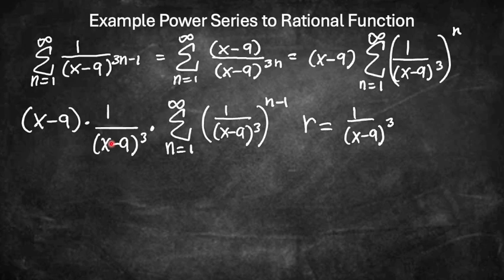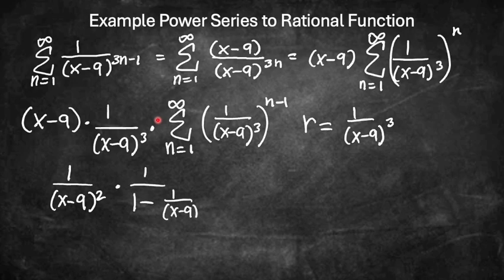So if we want to write this geometric series as a finite sum, we are going to take the factors that are in front here, which when simplified, we have 1 over x minus 9 squared. And we're going to multiply that by our finite sum, which is 1 over 1 minus our common ratio. So for the common ratio, I'm going to put in 1 over x minus 9 to the third. So now we have this big mess that we need to simplify.